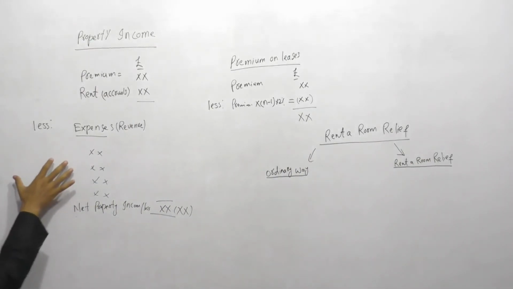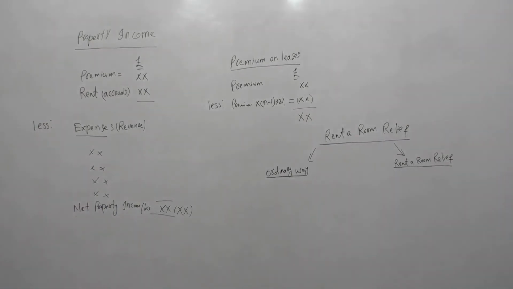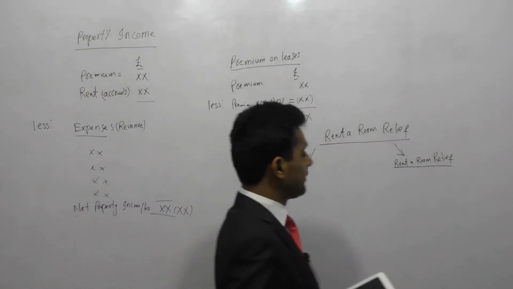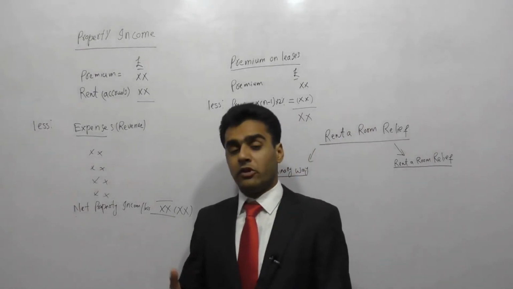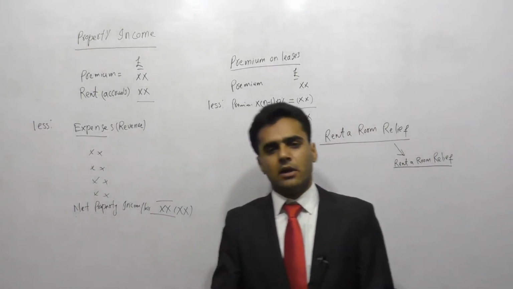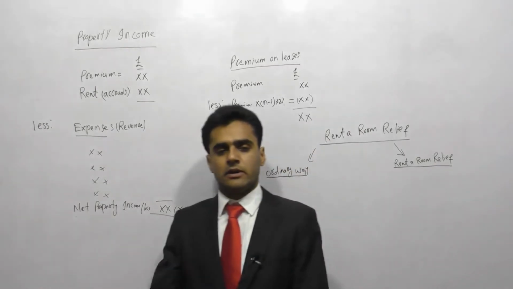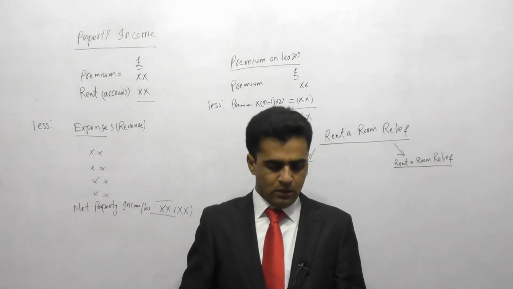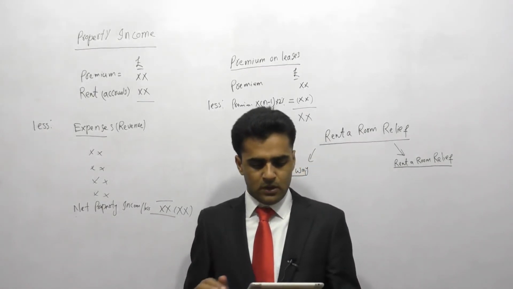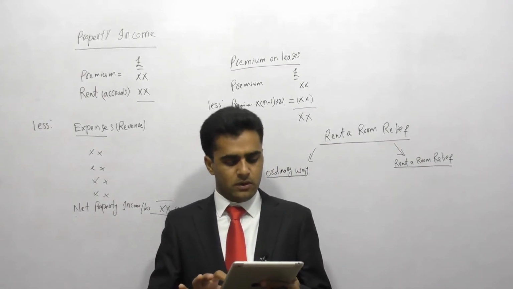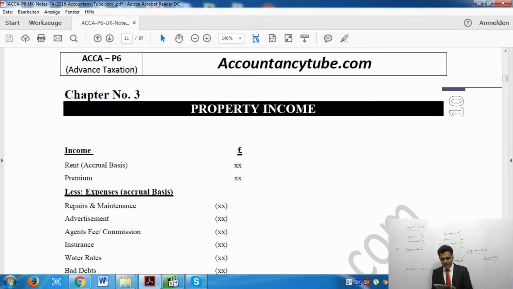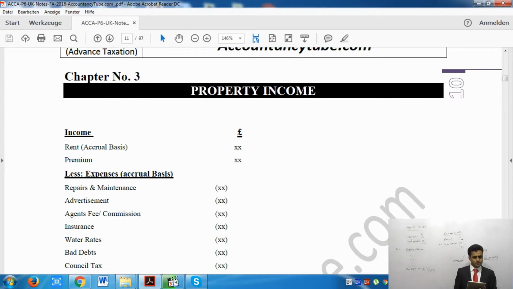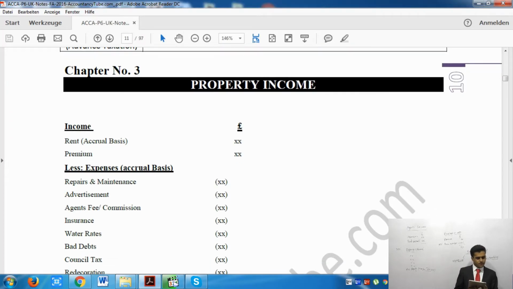Now I've just said that there will be expenses, but it could be of many sort. There will be lots and lots of expenses. Now one of the expenses has recently been added in our P6 syllabus, which is Finance Act 2016. Now I'll just go ahead and share the screen with you. Here you go, as you can see on your screen. That is chapter number 3, property income.